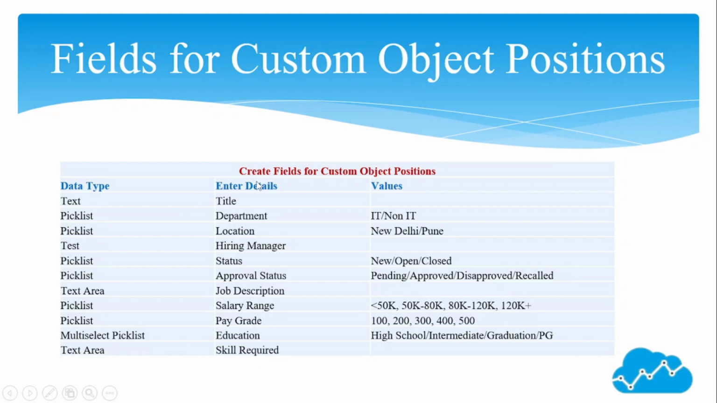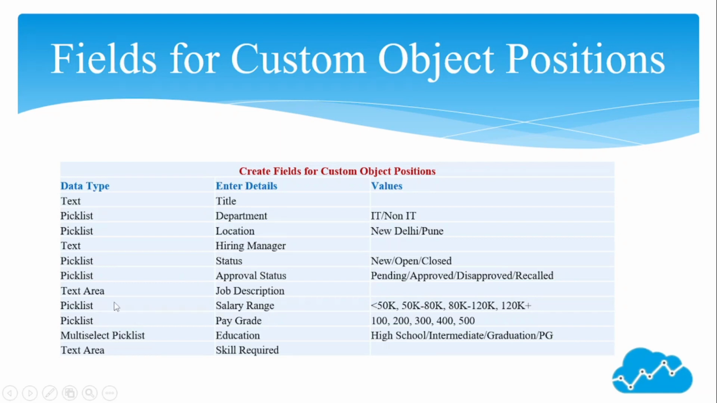Title, the data type would be Text, and here I am not providing values, so any text we can provide. For department, picklist, and the picklist values would be IT or non-IT. Location, again it's a picklist, and here I am providing only 2 locations, New Delhi and Pune. Next is hiring manager. Here the data type I am taking is Text. Next one is status, taking a picklist data type, and values I am providing are New, Open and Closed. Next approval status, taking the data type picklist, and values would be Pending, Approved, Disapproved, Recalled.